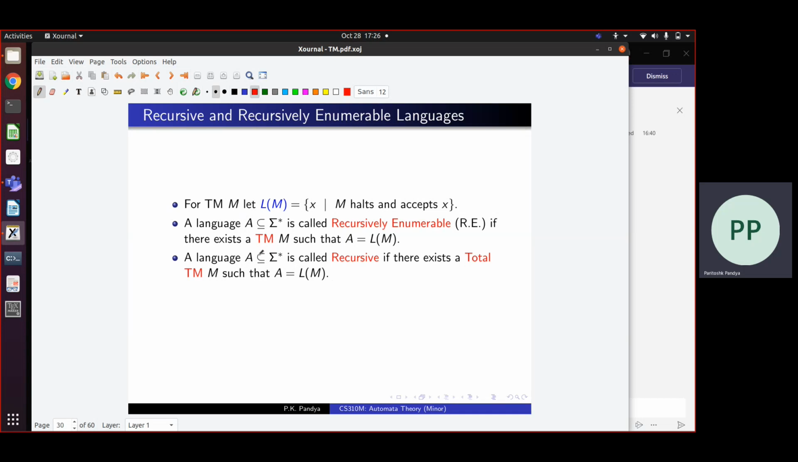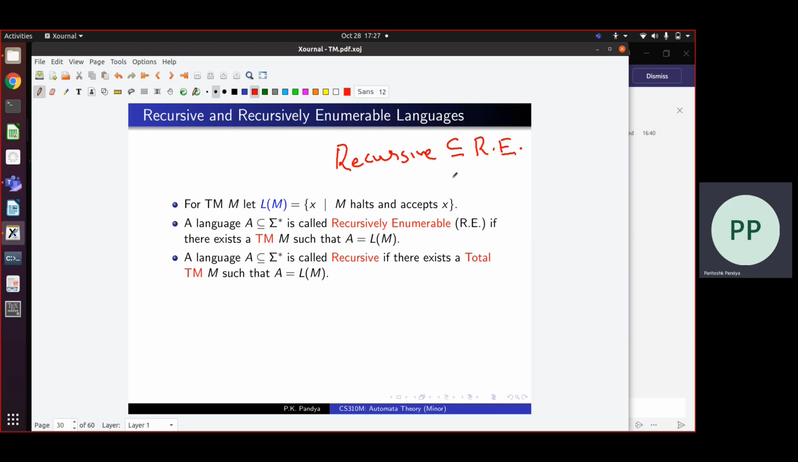And that language is called recursive if there is a total Turing machine recognizing it. If there is a Turing machine which may or may not be total, which recognizes the language, then it is called recursively enumerable. So it's obvious that every recursive language is recursively enumerable, because every total Turing machine is also a Turing machine. So we have the class of recursive languages is a subset of the class of recursively enumerable languages.